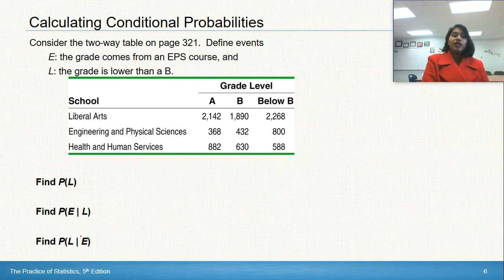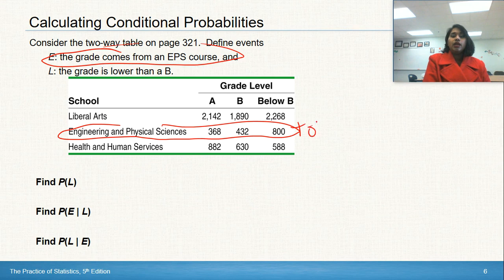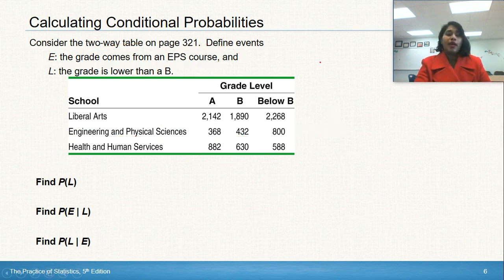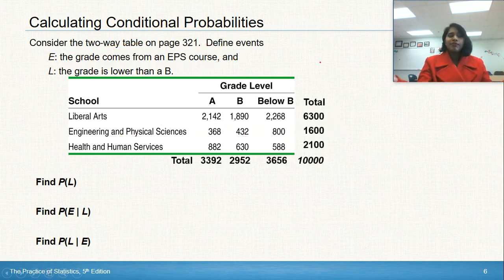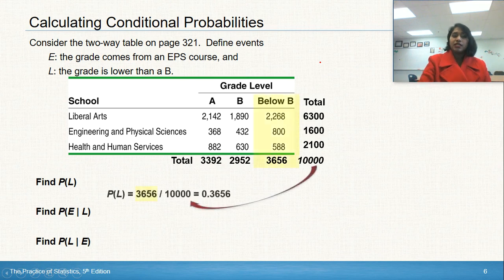Then here we have the probability that L has occurred given that E has already occurred. So what is the probability that I'll have a grade lower than a B if I'm already coming from an EPS course? That would be this total right here that would help us out. So let's actually do that math. To do that, I first need my totals. Then the first one's easy enough. 3,656 divided by 10,000 gives us a probability of 36.56%.